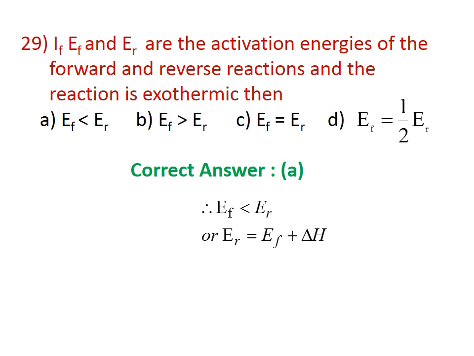29. If EF and ER are the activation energy for the forward and reverse reaction, and the reaction is exothermic, then the correct answer is A. EF is less than ER, or ER will be equal to EF plus delta H. The correct answer for this question is A. The energy of activation for the forward reaction is less than the energy of activation for the reverse reaction.